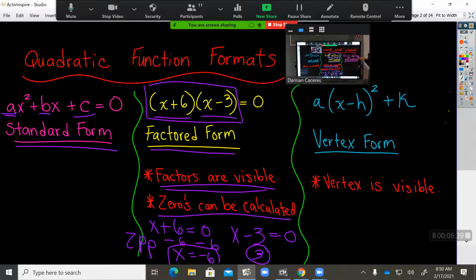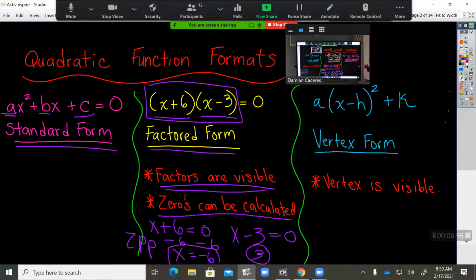Vertex form, right? Ax squared plus bx plus c, not bad. Two factors equals 0, not bad. A parentheses x minus h squared plus k. That's more complicated, right? I'm here to tell you that's the easiest one to use.